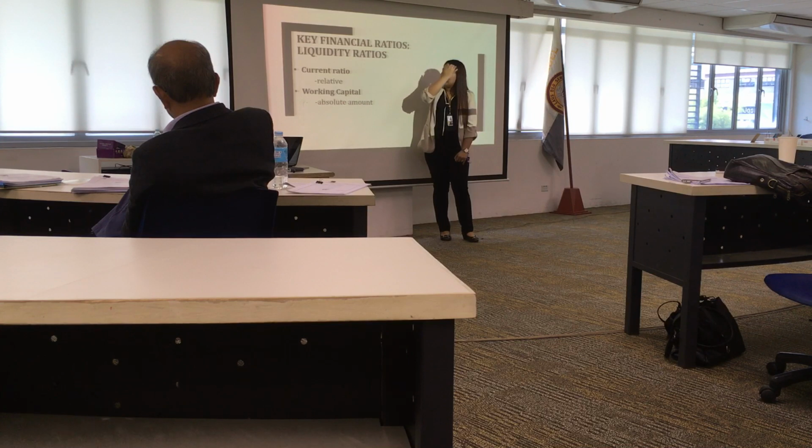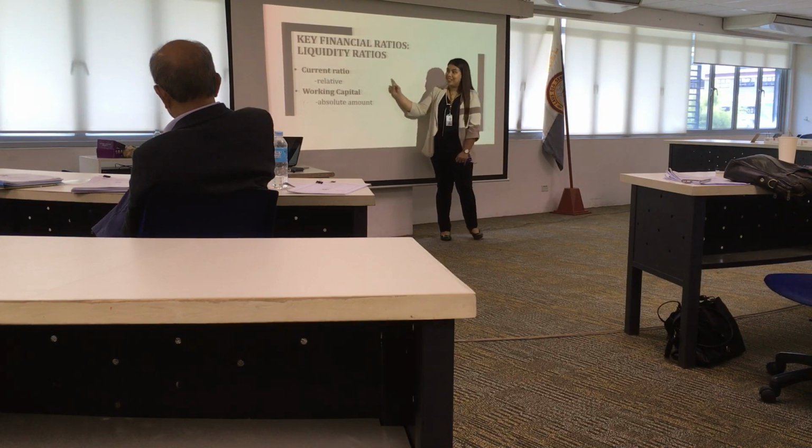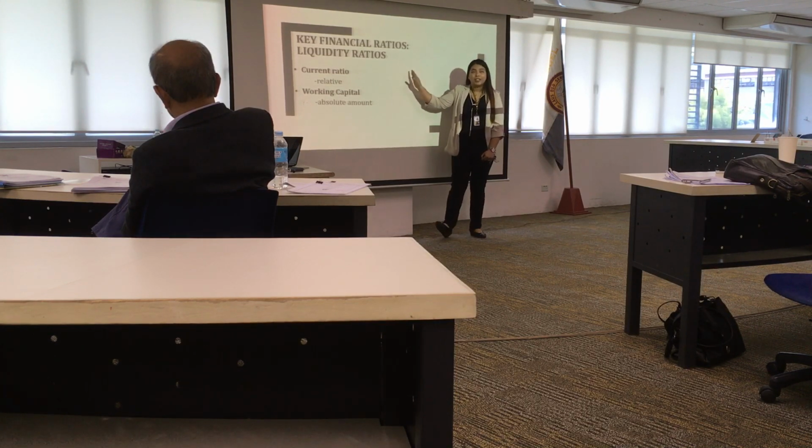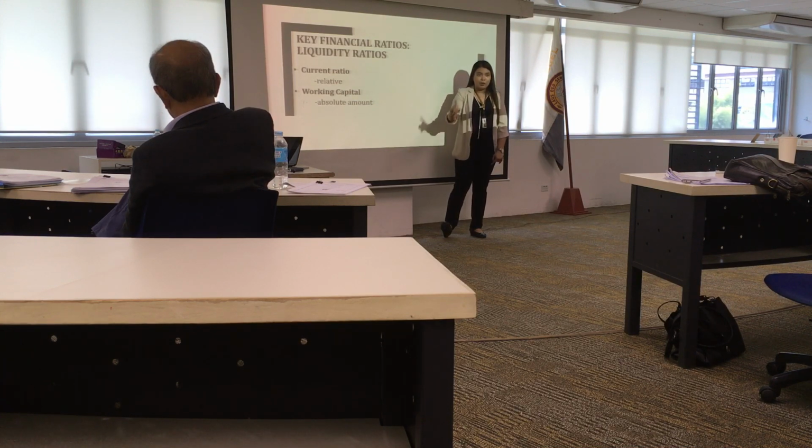So, for the liquidity ratio, we can use current ratio and working capital. For the current ratio, it's simply the quotient of your total current assets over your total current liabilities. If your total current assets is 1 million and your total current liabilities is 100,000, it means that your current ratio is 1 million over 100,000, that would be 10. So you have 10 pesos to pay for every 1 peso of your short-term liability. So your business is liquid, okay?